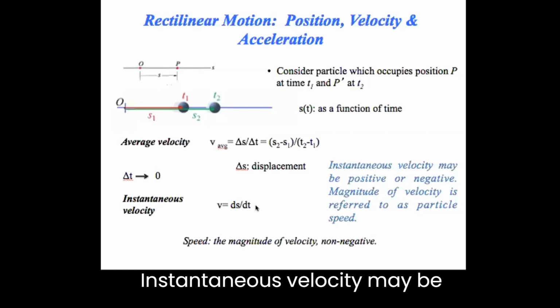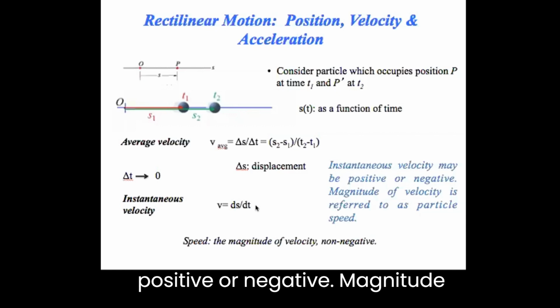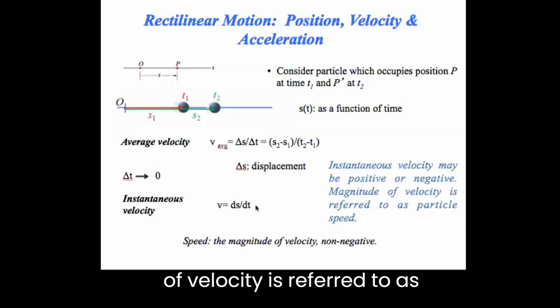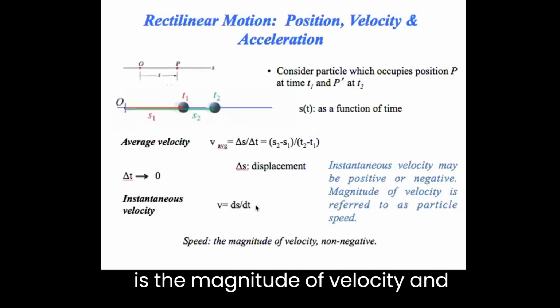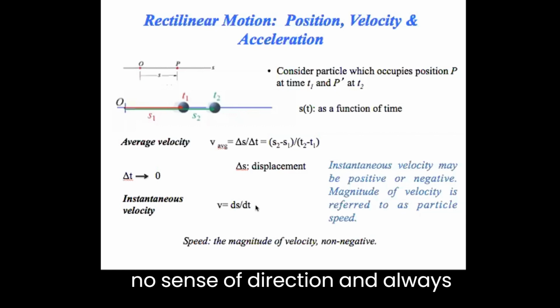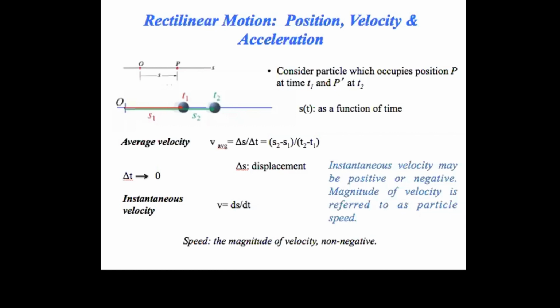Instantaneous velocity may be positive or negative. The magnitude of velocity is referred to as particle speed. Speed is the magnitude of velocity, has no sense of direction, and is always non-negative.